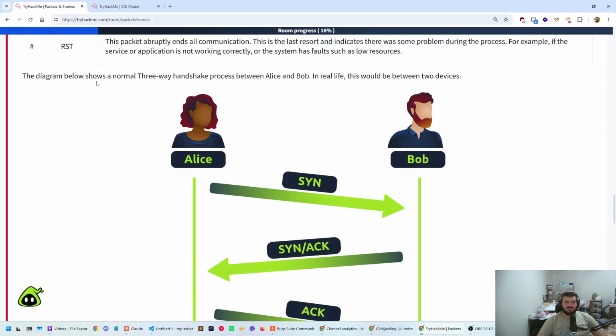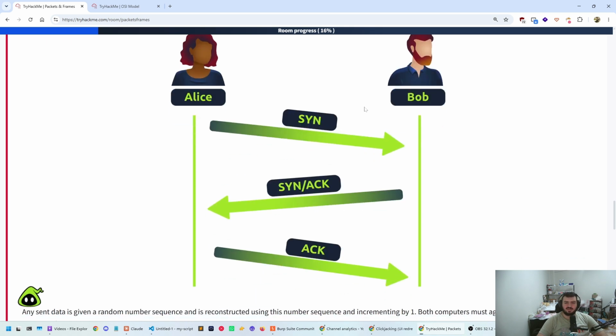The diagram below shows a normal three-way handshake process between Alice and Bob. In real life, this would be between two devices. So Alice sends SYN to Bob. It's like a friend request. Bob texts her, yo, I acknowledge that you sent me a request. I accepted it. And then Alice says, yep, I can see you accepted it.